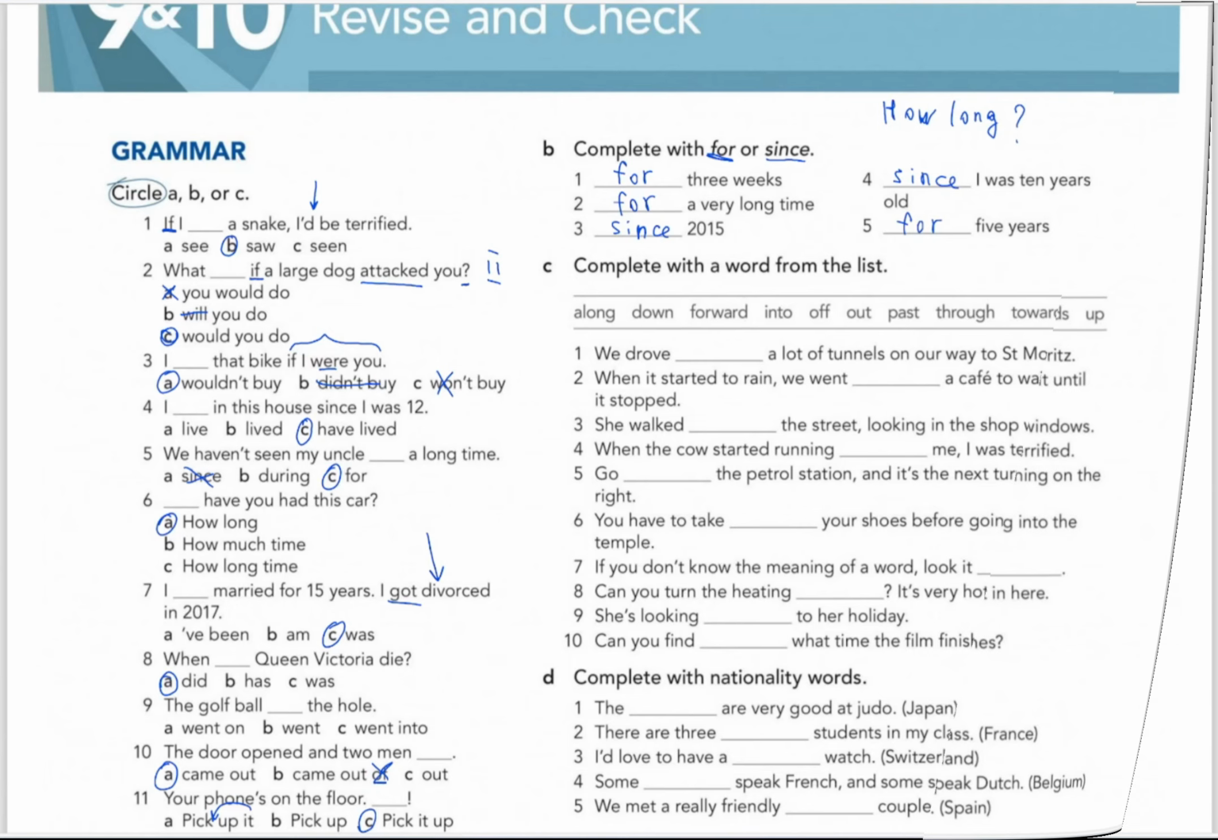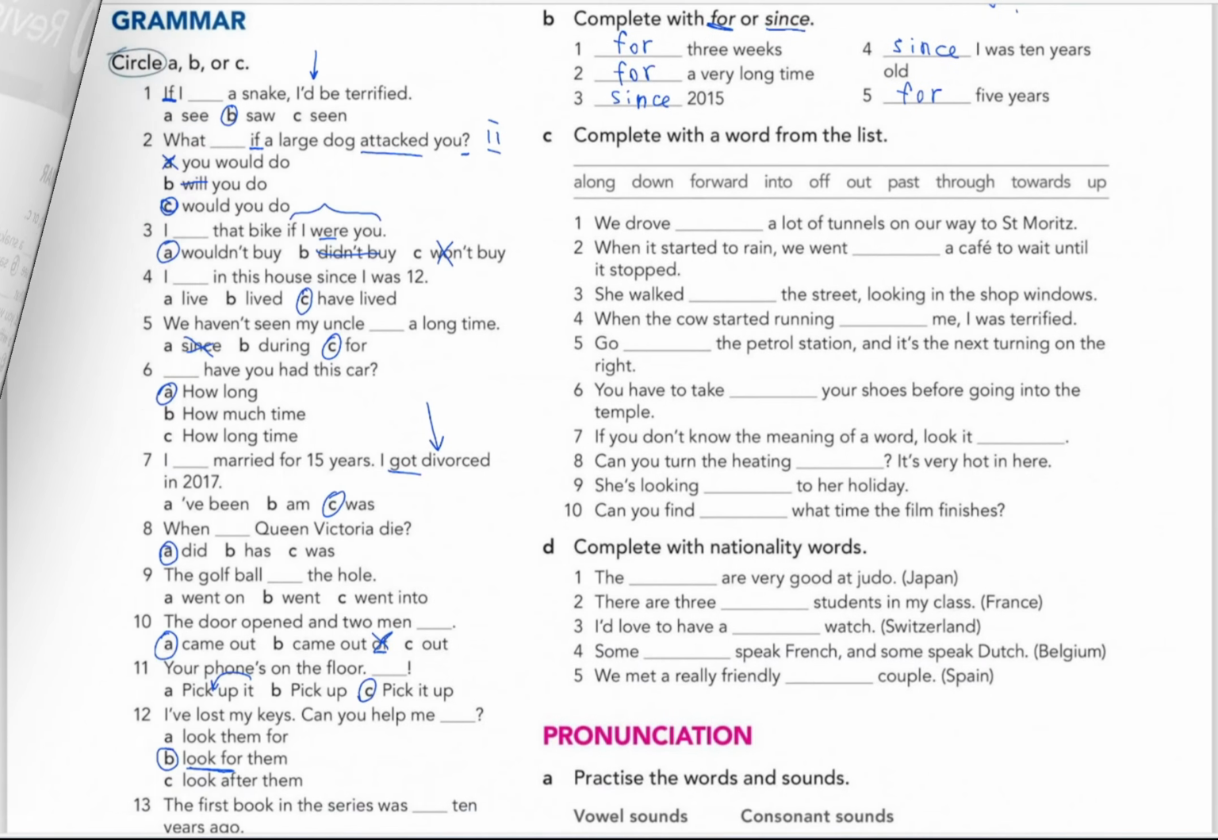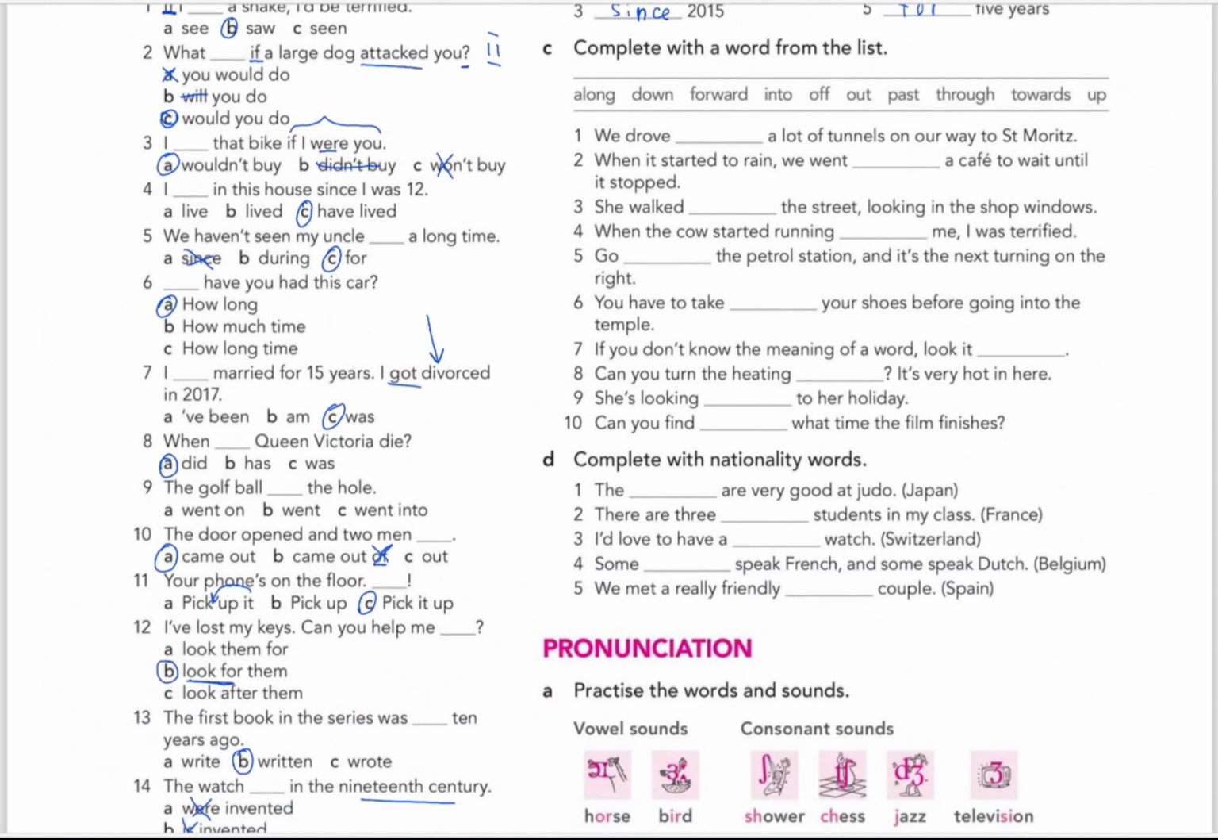Now we're moving to exercise C. All right. C, complete with a word from the list. So we've got the words here: along, down, forward, into, off, out, past, through, towards, up. So basically, they are prepositions. So we need to use the right preposition. We drove a lot of tunnels on our way to St. Moritz. So tunnel, it's something closed area. So you're going to go from one side and then you go to the other side of it. That will be through. Drove through.